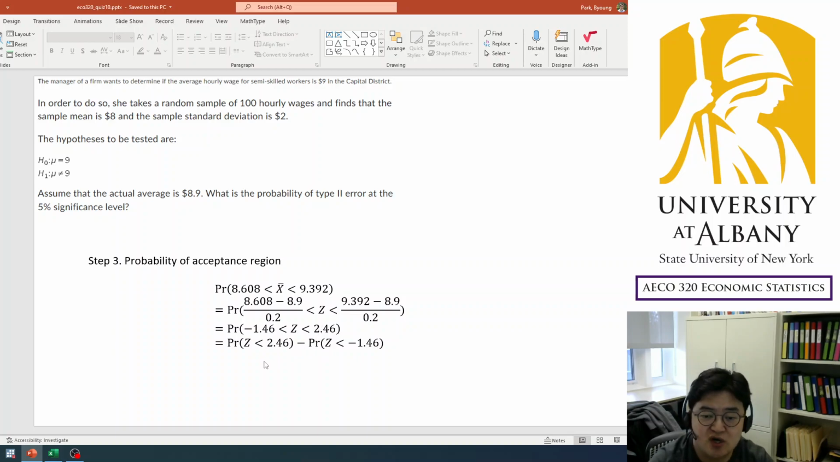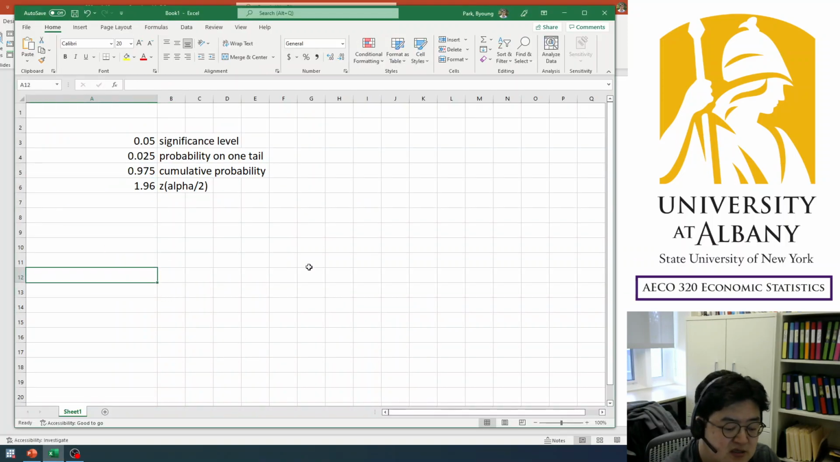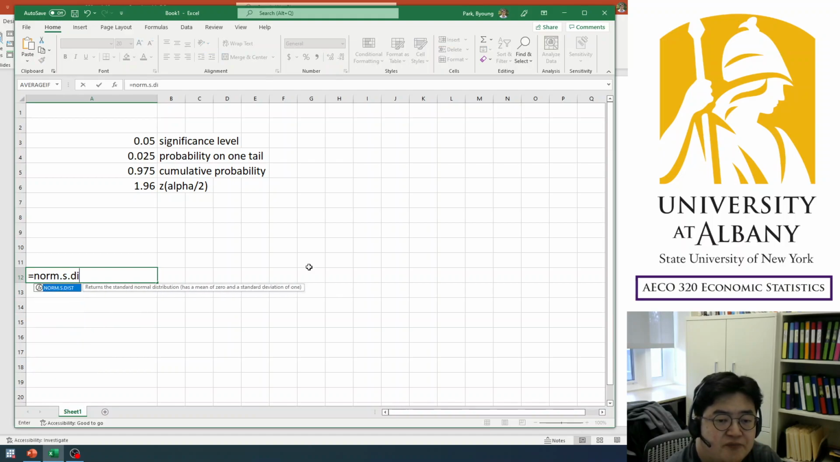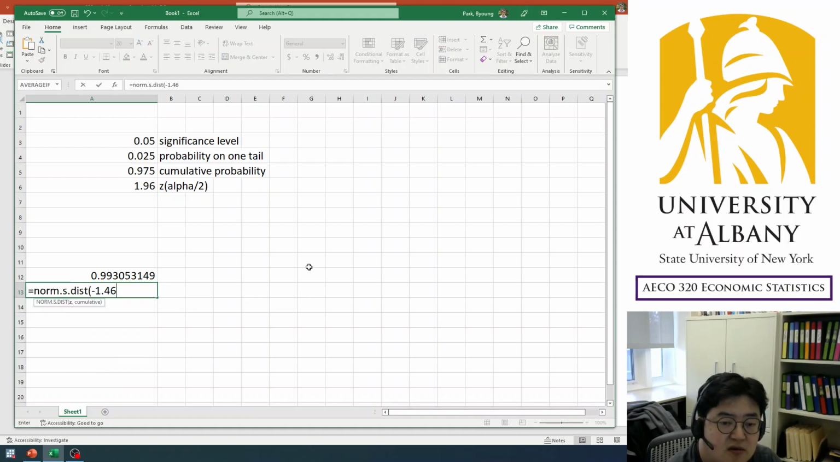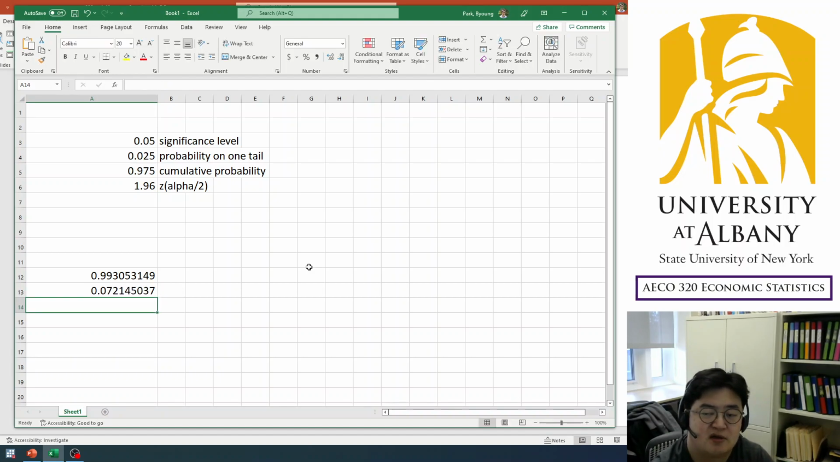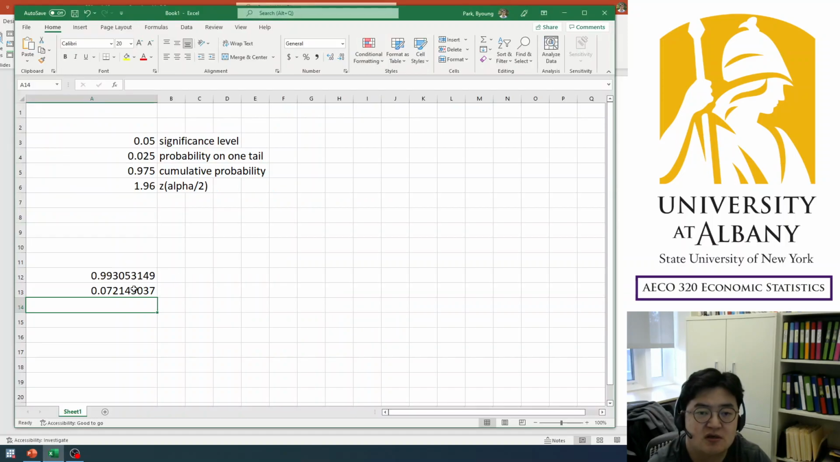Okay, so you calculate this probability from the normal distribution. To show you how to do that, like this. First, you calculate the cumulative probability for the larger number, 2.46, and calculate the cumulative probability for the lower endpoint, like this. Let me check if it's correct. 2.46 minus 1.46. Okay, yeah, correct. And take their difference.